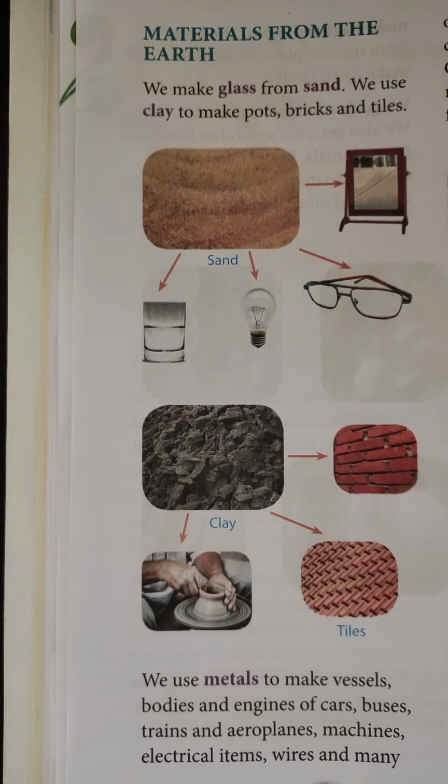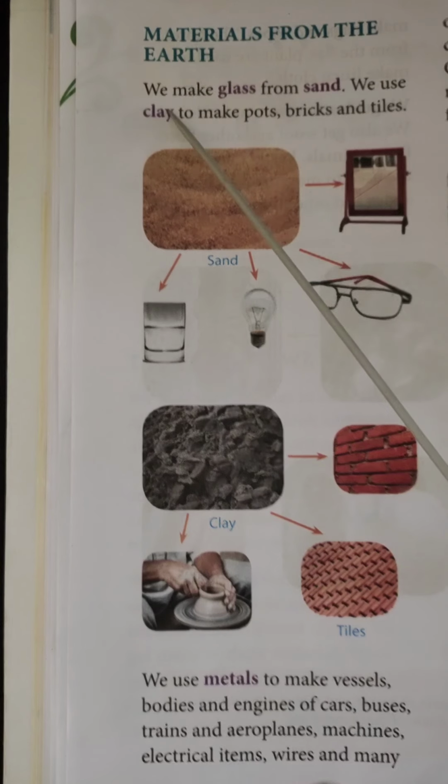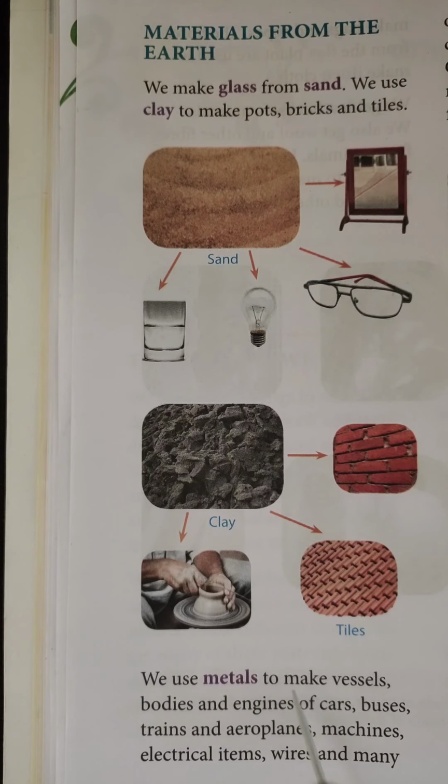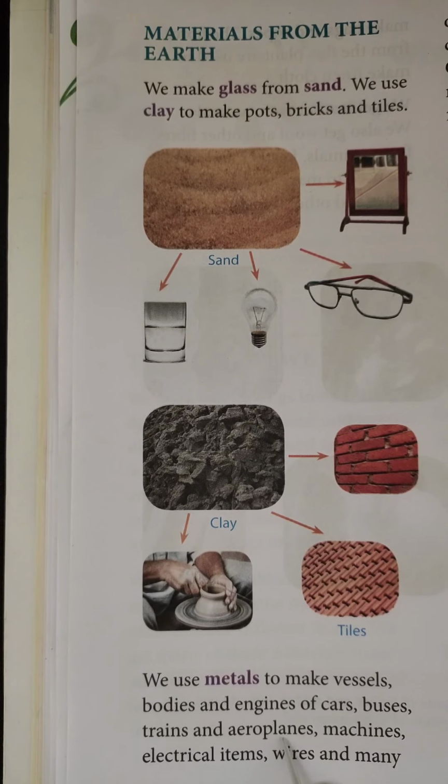Next we'll learn about metals. Metal is another material that we get from earth. Okay, we have studied sand we get from earth, clay also, as well as metals that we get from earth crust. Now, we use metals to make vessels. Metal can be used to make vessels, bodies and engines of cars, buses, trains and aeroplanes.